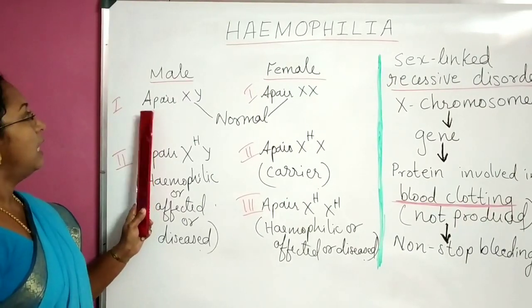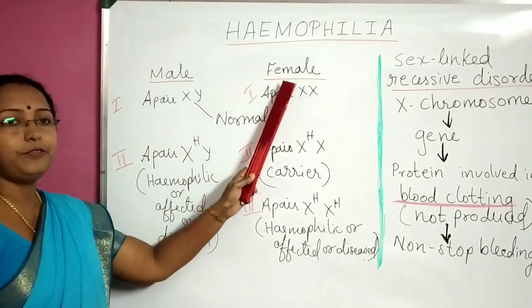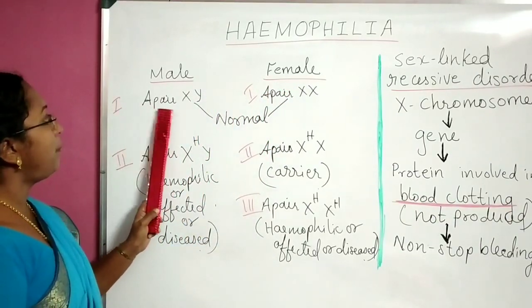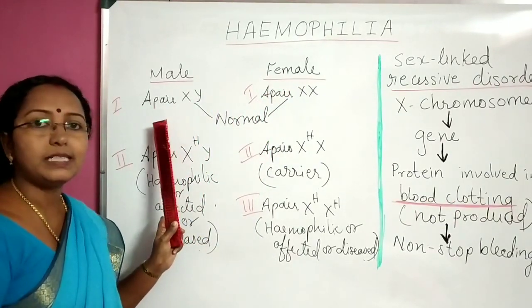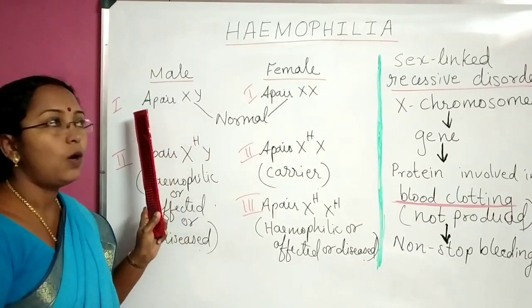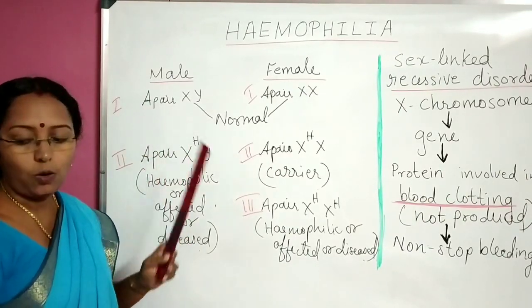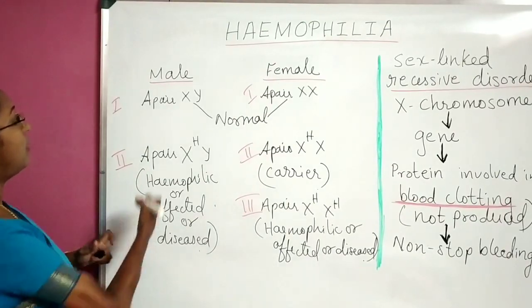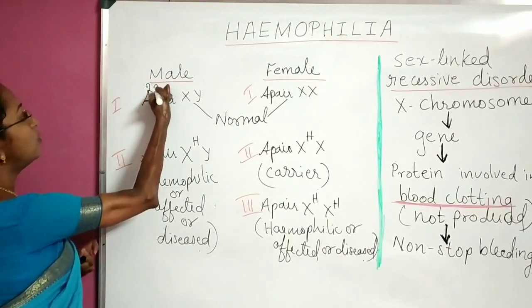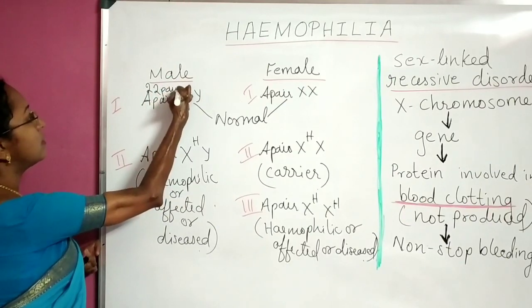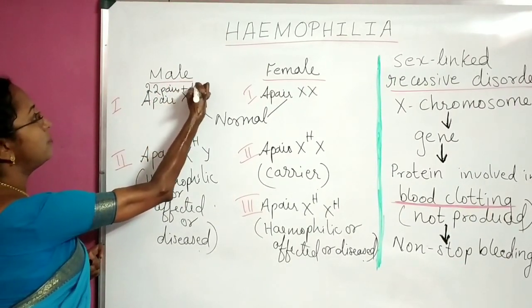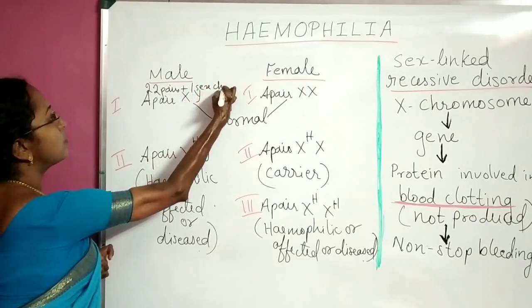Here, I have written two conditions, male and female. In the case of males, I have written A pair. Don't read it as a pair, but here I mean it as an autosome pair. Autosome pair means how many are there? Autosome pair means there are 22 pairs. 22 pairs of autosomes plus 1 pair of sex chromosomes.